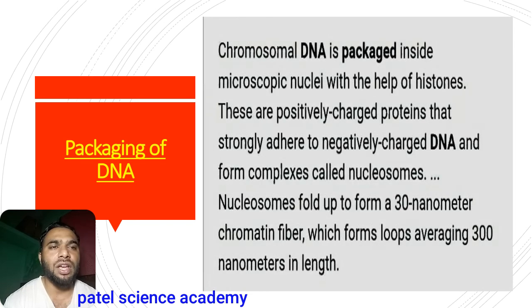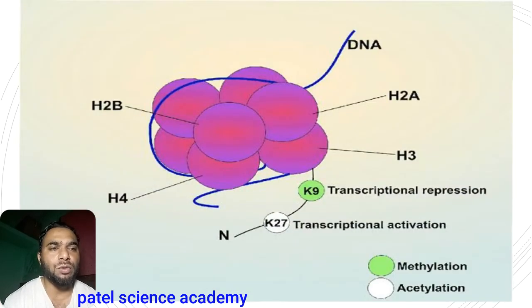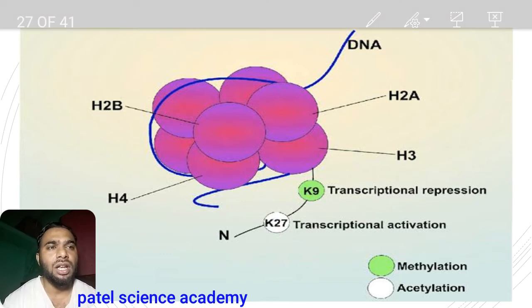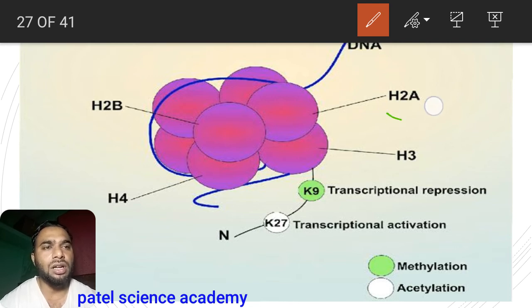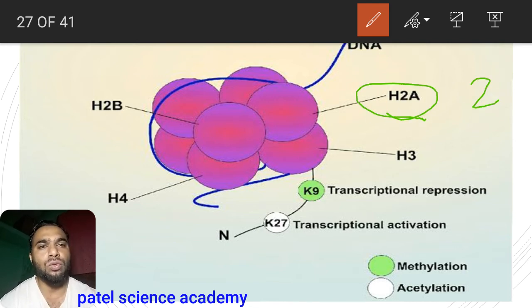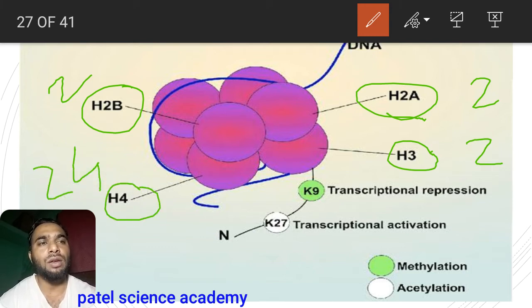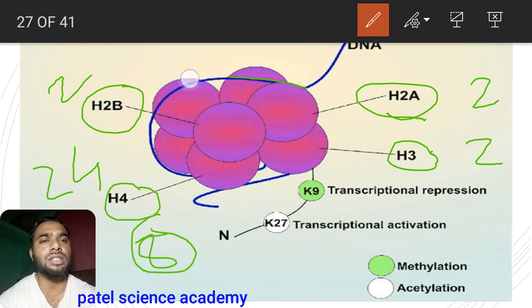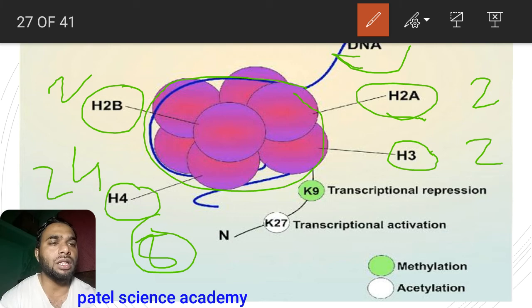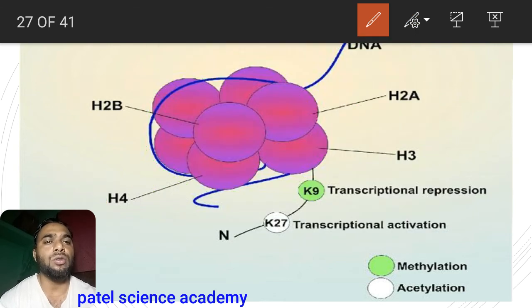We have seen the packaging of the DNA. DNA wraps around this structure. Now you can see this octamer structure. It shows H2A, two molecules, H2B, two molecules, H3, two molecules, and H4, two molecules. Likewise, there are eight molecules of this histone protein, and this structure is called the octamer. DNA is wrapped around this octamer, and this structure together is called the nucleosome.